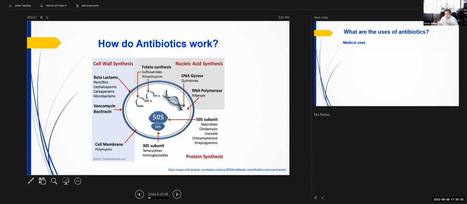There are many different types of antibiotics and many different mechanisms of action, but we can classify them in three general categories: cell wall synthesis inhibitors, nucleic acid synthesis inhibitors, and protein synthesis inhibitors. By blocking any of these three processes, we will be stopping the growth of bacteria and killing the bacteria. And for that reason, antibiotics work in the clinic, okay?